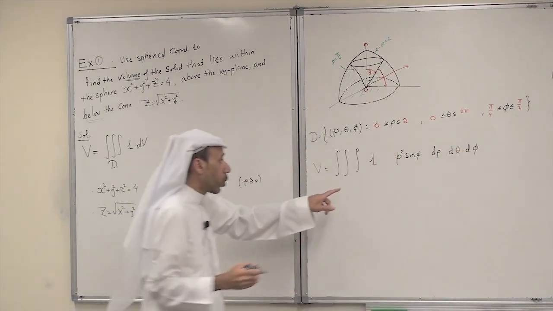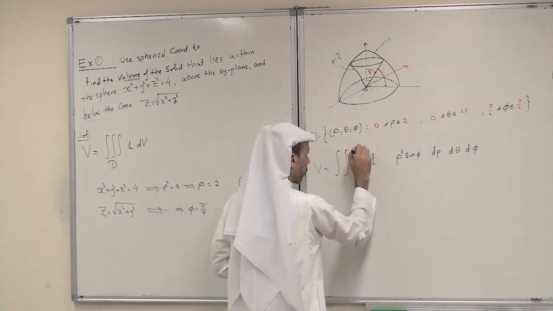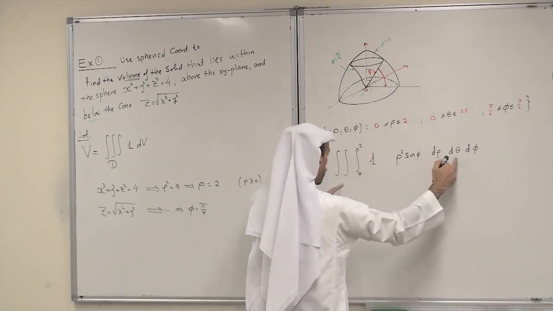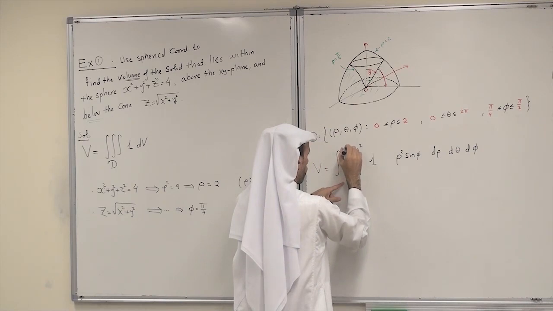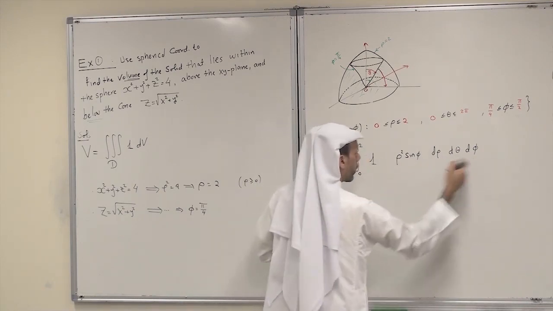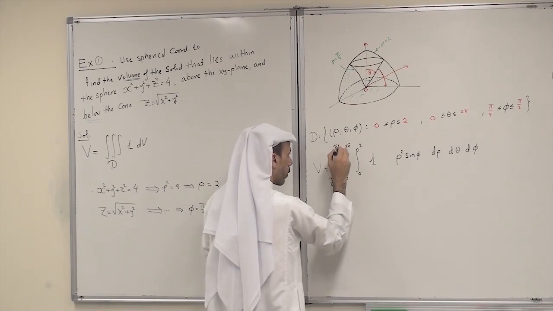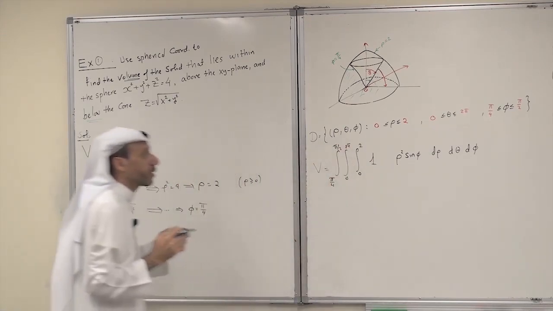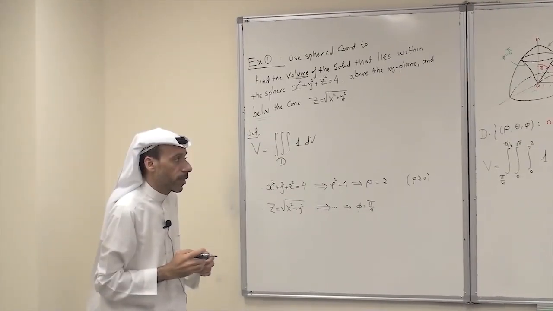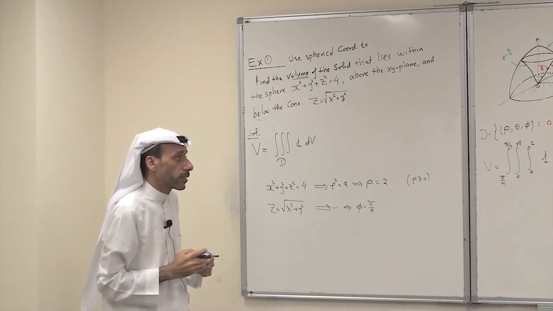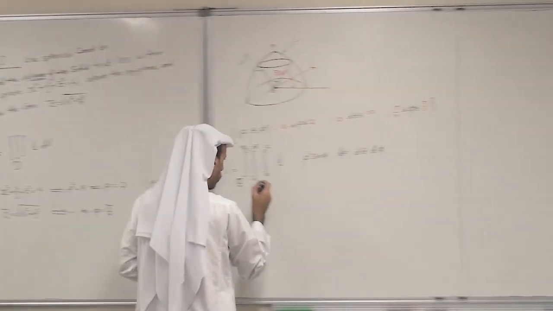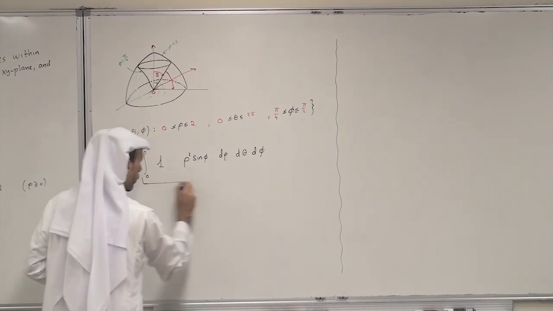The inner goes with rho 0 to 2, the middle theta 0 to 2 pi, and the outer phi pi over 4 to pi over 2. This is the setup of the triple integrals in spherical coordinates. Now we integrate in the usual way, starting from the inner with respect to rho.